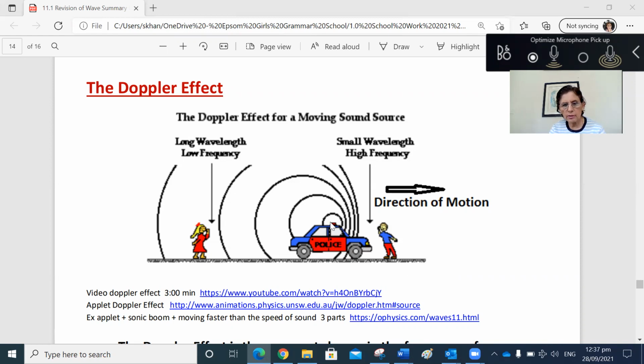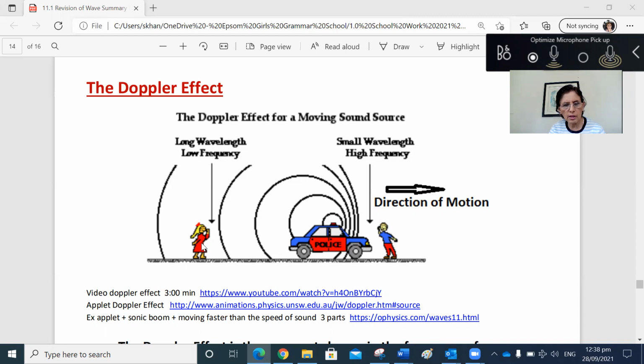So as you can see from here, because the moving source is catching up on the sound waves which are moving in this direction, the waves have got less space to be occupied. So the wavelength appears to be smaller. If the wavelength is smaller, and since the speed of sound in air is constant, v equals f lambda, so a smaller wavelength means a higher frequency. So the person towards whom the source is approaching will hear a higher frequency.